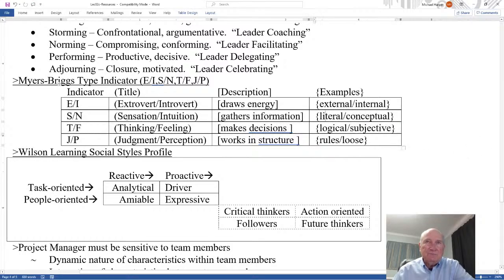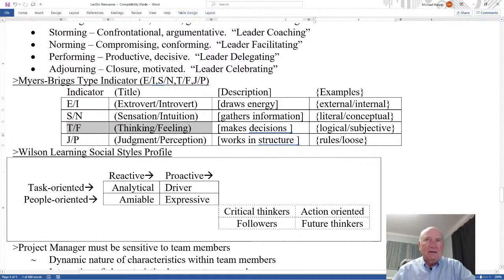Now, the literal, sensation, says, tell me what I need to know. Let me look at the rules. Intuition says, well, let me back up and think about this a minute. I see the rules, but it probably means this. So one is literal, like it says this, we do this. Conceptual, it says this, it means this, okay?